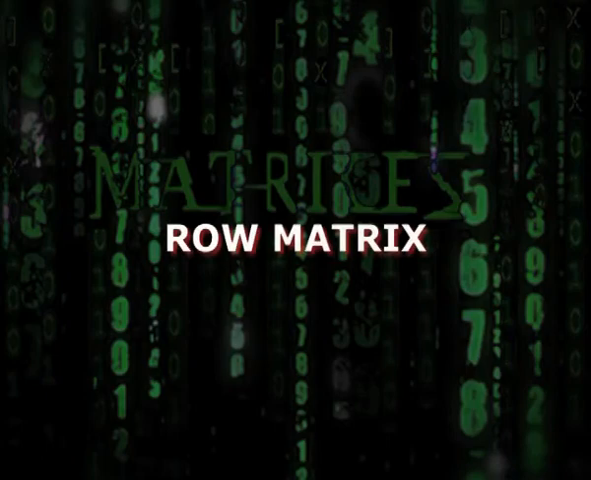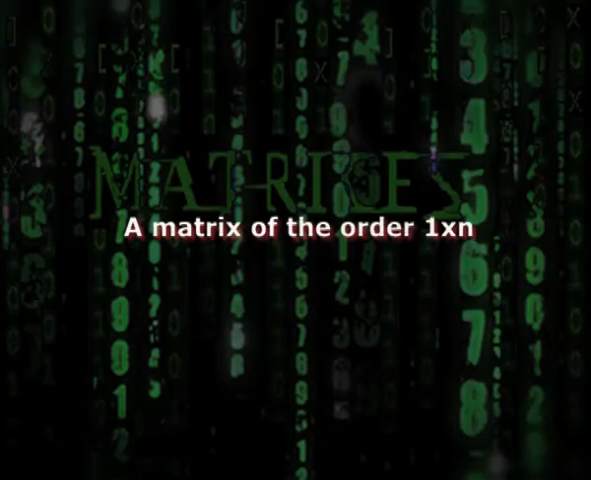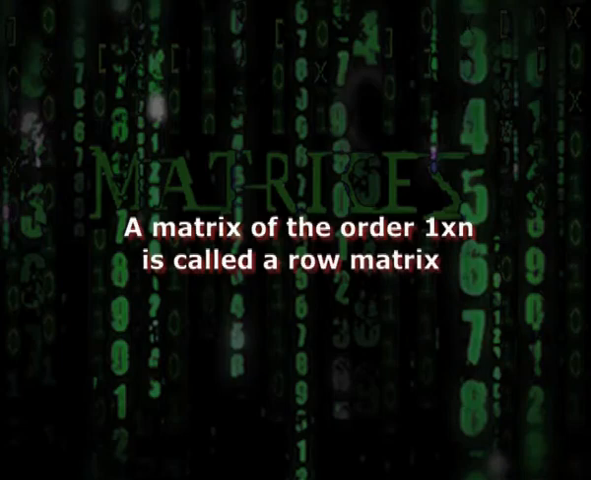So that brings us to discuss the types of matrices now. Let's define some special kinds of matrices. The first one is the row matrix. A matrix having only one row is called a row matrix or a row vector. Thus, a matrix of the order 1 by n is called a row matrix.